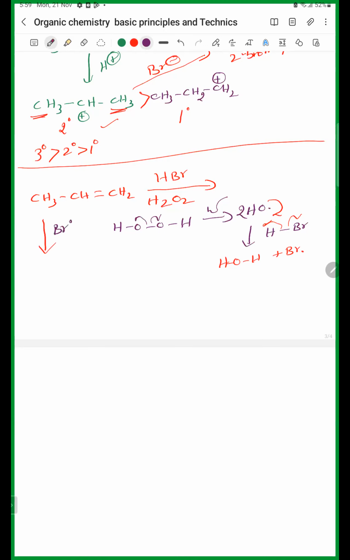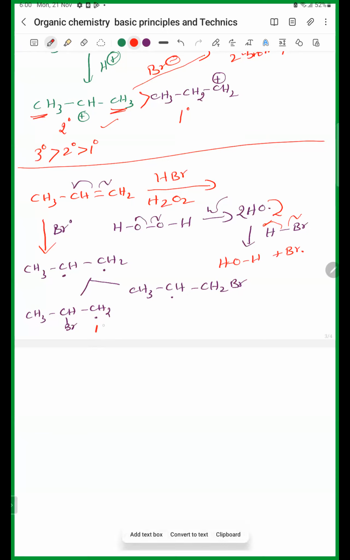Br dot means it symmetrically cleaves. Once it symmetrically cleaves, you will get CH3, CH dot and CH2 dot. So you can add in two ways. One is CH3, CHBr, CH2 dot, and the other is CH3, CH dot, CH2Br. Among the two, what type of free radical is this? The single electron is there, attached to one carbon, so what type of free radical is it? Primary, secondary, or tertiary?